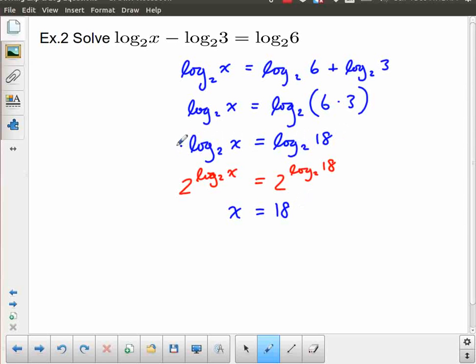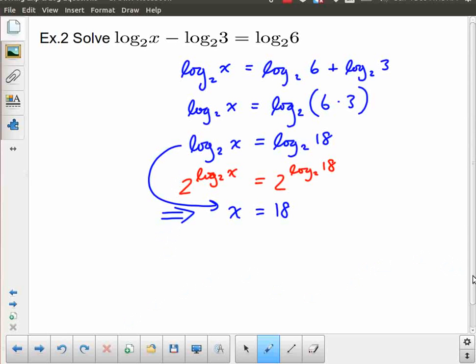Now, you could also have gone straight from here to here. Normally, if you're going to go straight from here to here, you say something like this double arrow, which says this implies, the fact that these two look the same implies that this x must be the same as this 18. Whereas if you follow it through here, well, you could argue that it implies this one as well.